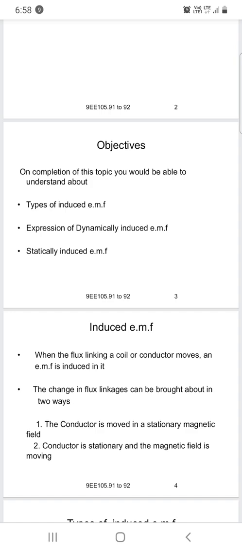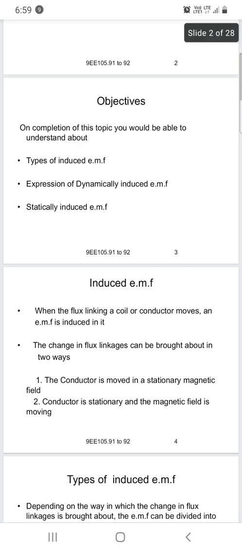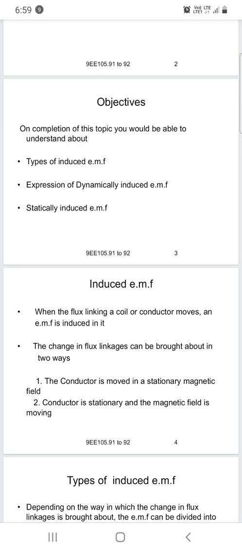Before going to dynamically induced EMF, there are two types of induced EMF: dynamically induced EMF and statically induced EMF. What is dynamically induced EMF? What is statically induced EMF?